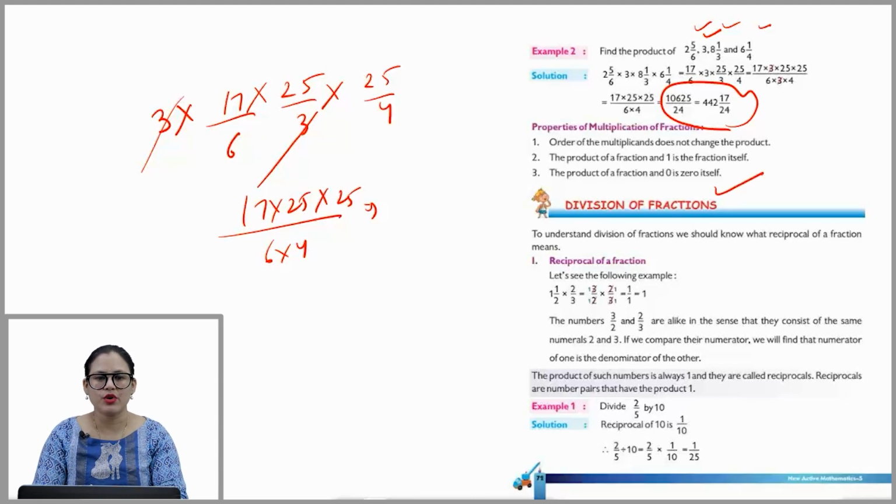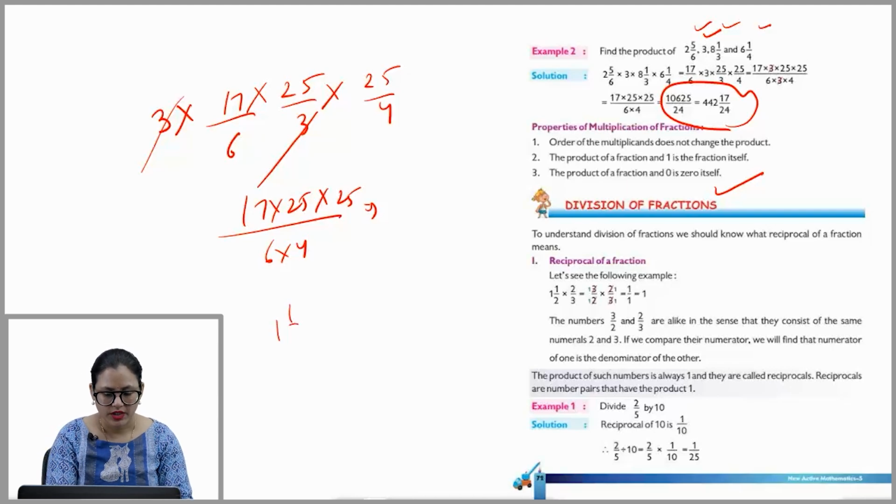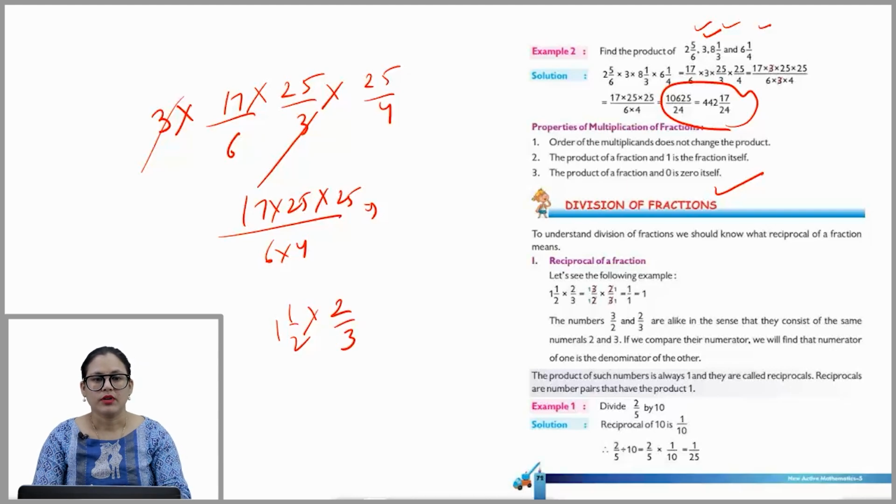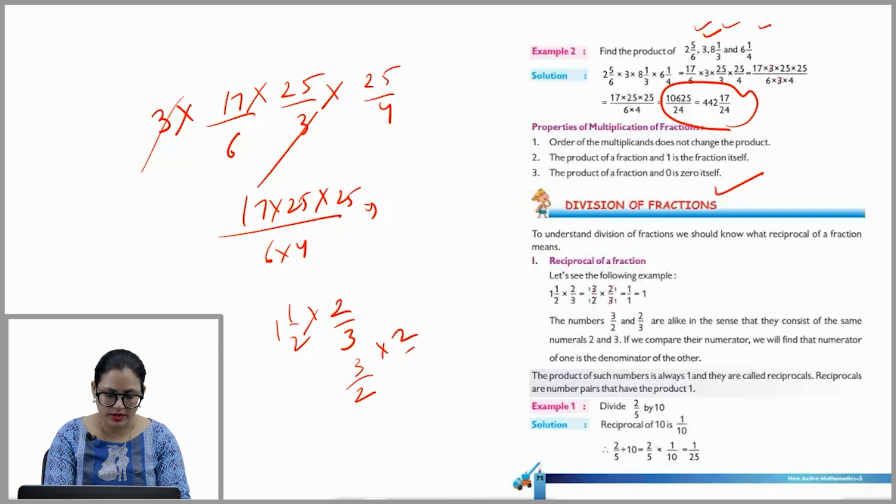To understand the division of fractions, we should know what a reciprocal of a fraction means. Number 1, reciprocal of a fraction. Let's see the following example: 1 whole 1 by 2 into 2 by 3. When we convert it into an improper fraction, 1 into 2 plus 1, 3 by 2, and we will multiply this by 2 by 3. The product is what? 1.